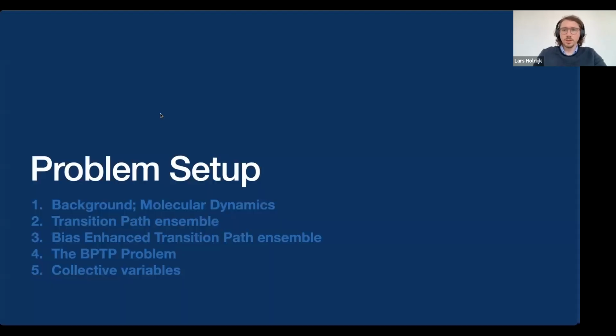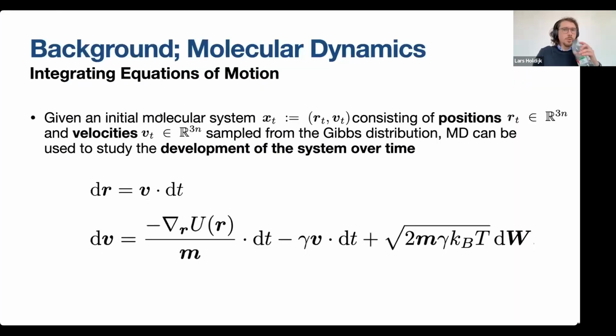So I'm going to start with the problem setup. First of all, a short background on molecular dynamics. For those not familiar with molecular dynamics, it is basically a tool for computational chemists to understand how molecular systems transform over time. So given an initial system, a molecule, with positions of the atoms and velocities of the atoms, molecular dynamics describes how these systems transform over time.